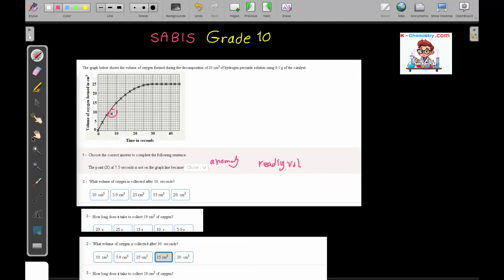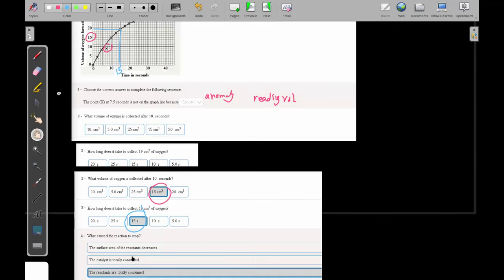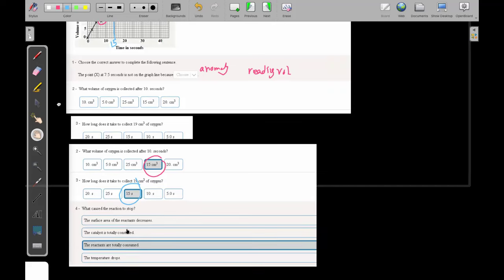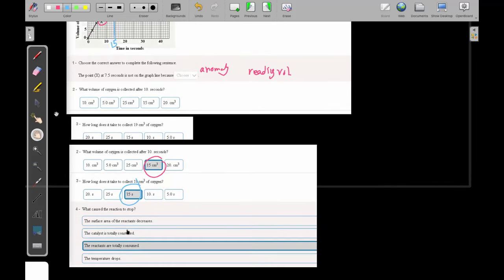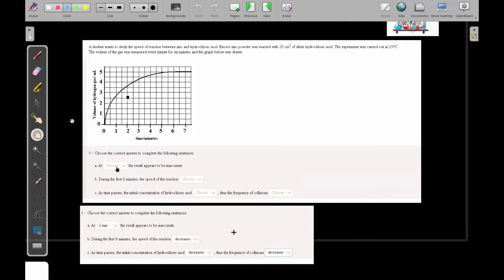What volume of oxygen is collected after 10 seconds? If we look at 10 seconds and come up, we'll see that the volume is 15. How long does it take to collect 19 cm³? If you come here at the volume and look at 19, we'll come across and then come down, so it is 15 seconds. And what caused the reaction to stop? The only thing that will make the reaction stop is that the reactants are totally consumed. A student wants to study the speed of reaction between zinc and hydrochloric acid. This is the same question.